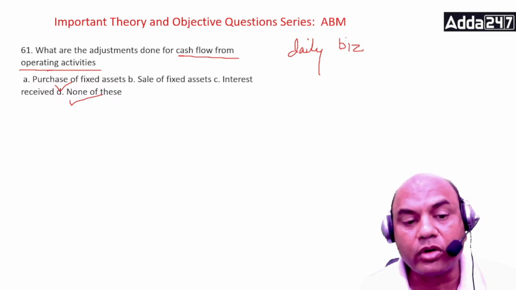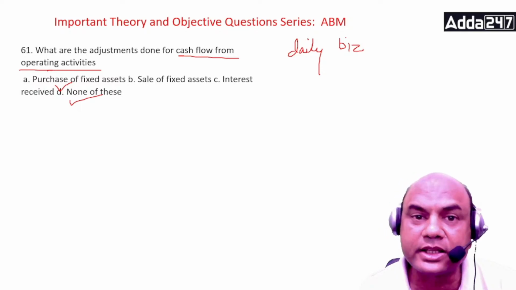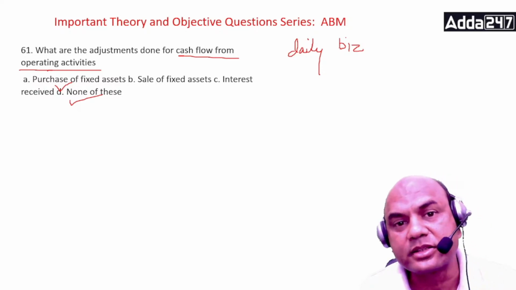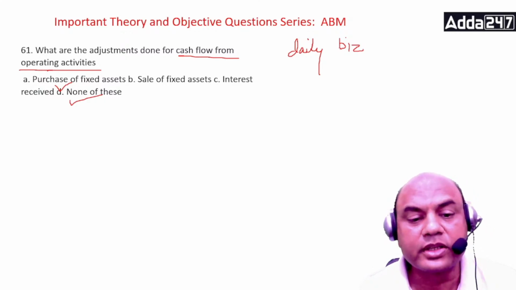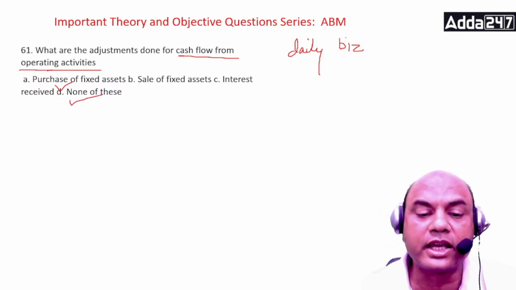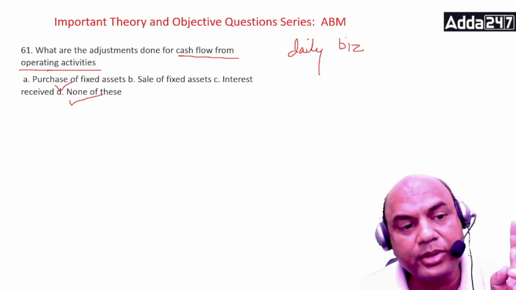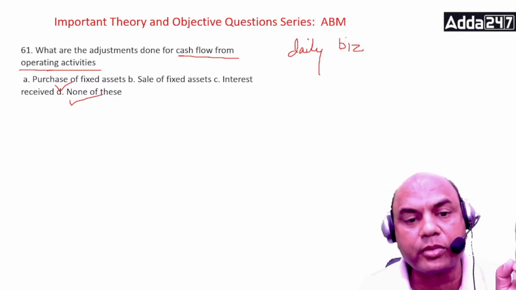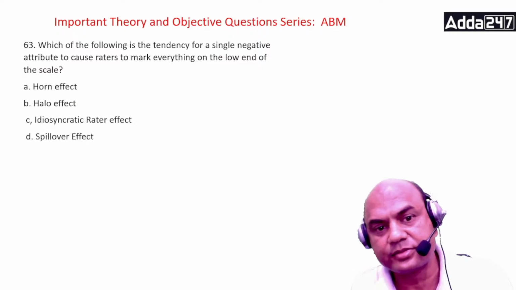Okay. Now operating income means basically, the other way you can also find it out: gross profit minus operating expenses minus depreciation minus amortization. All these when you subtract you get operating income. Okay. So the adjustments done for the cash flow from operating activities are depreciation, gain or loss in the fixed asset, foreign exchange, miscellaneous expenditure. So all these. That is the meaning of operating activities, cash flow from operating. It's not that fixed assets sold or purchased or interest received. Okay. So the answer is none of these.